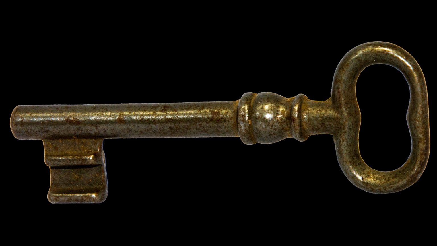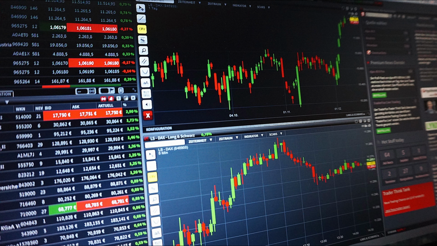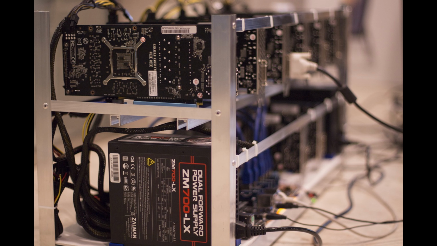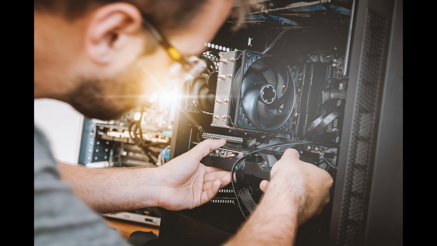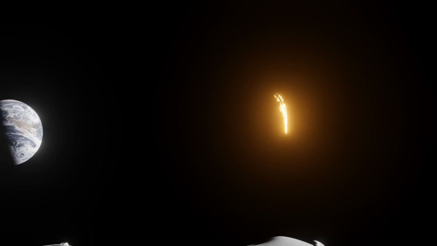Step 11, Monitor and maintain your mining operation. Learn how to monitor your mining operation's performance, troubleshoot common issues, and perform routine maintenance tasks to keep your hardware running efficiently. Step 12, Stay updated with the latest developments.